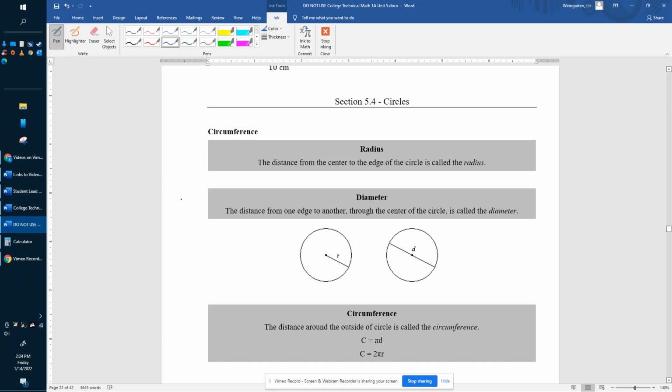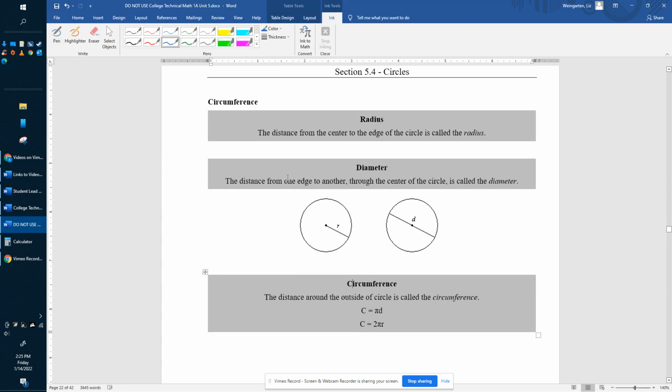Welcome back. In this section, we are going to talk about circles. When we are talking about circles, we have a radius. The radius, we talked about this in the last section, is the distance from the center of the circle all the way to the side. The diameter is double the radius. It goes from one side to the other, all the way through the center of the circle. It's the longest length in a circle.